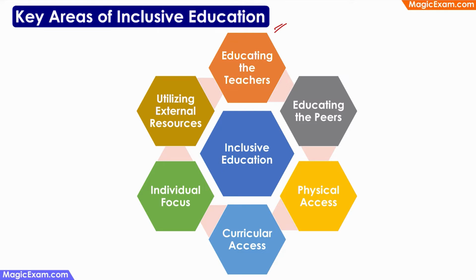Inclusive education means that we have to address various aspects of the education system, such as we have to educate the teachers, we have to educate the peers, we have to provide physical access to the school and the facilities. The curriculum has to be designed according to the needs of inclusive education. Individual focus has to be given to all the children, and we have to use external resources wherever required. So we will cover all of these in brief in the next few slides.